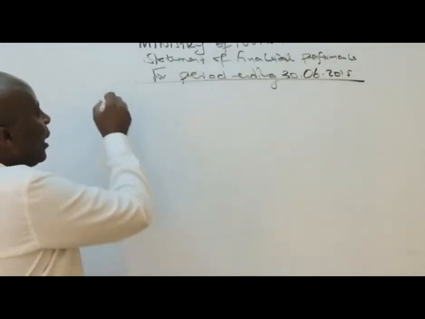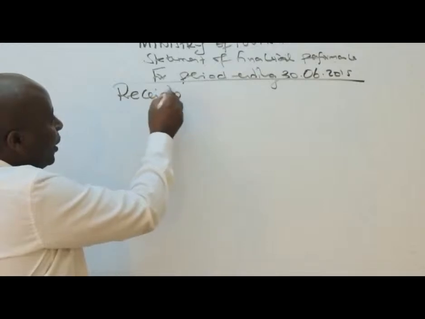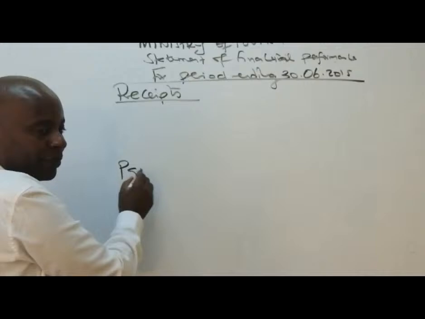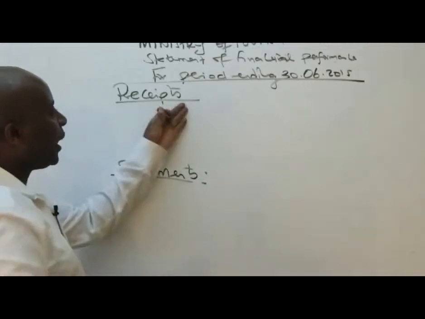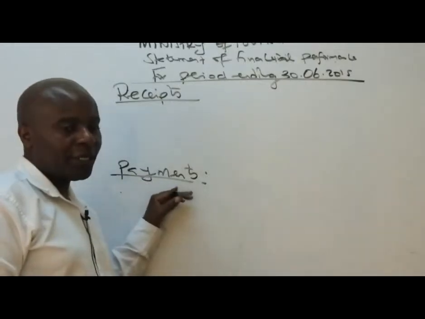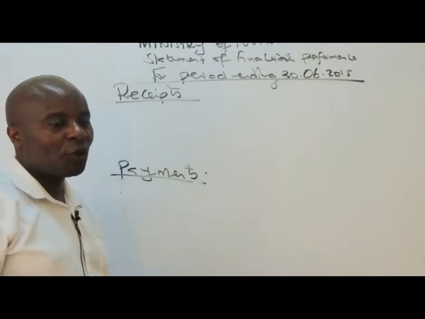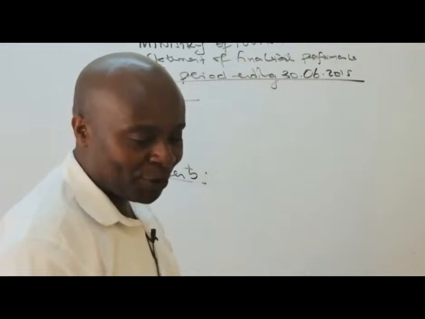We shall come and have receipts versus what here? Payments. So receipt is cash in, payment is cash out. And then now you go to your map. I hope you remember your map.